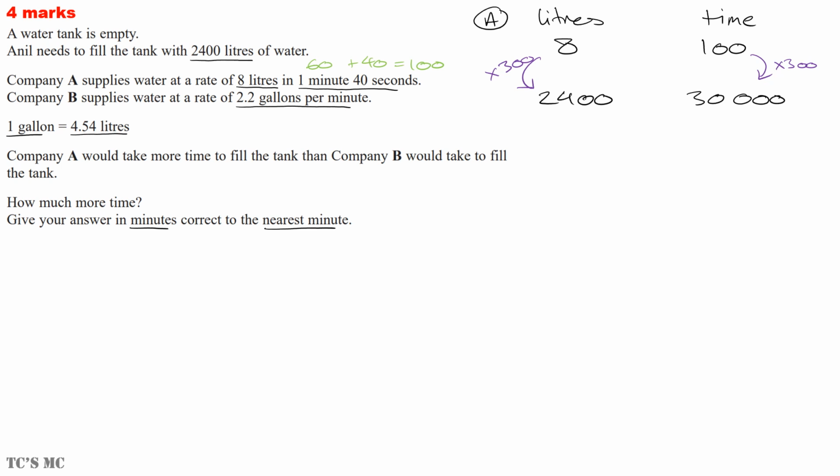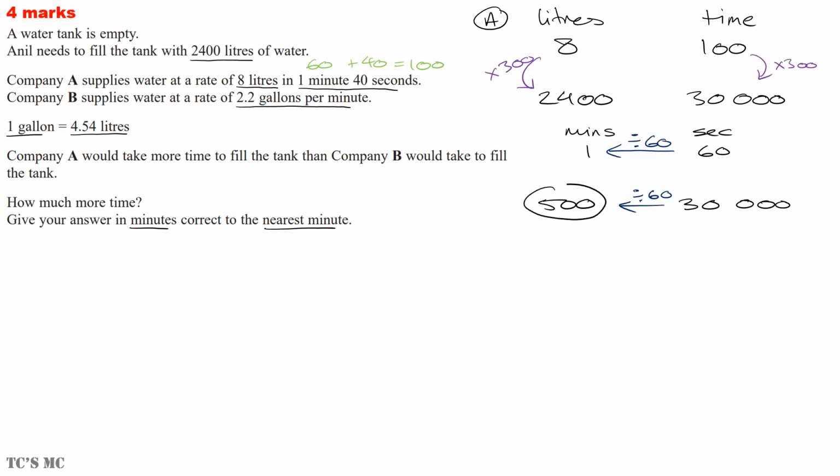However, we need the time in minutes. 1 minute is equal to 60 seconds. We are converting 30,000 seconds. To go from 60 to 1, we need to divide by 60. Do the same over here. We get 500. That means it takes Company A 500 minutes. And that is our first mark.